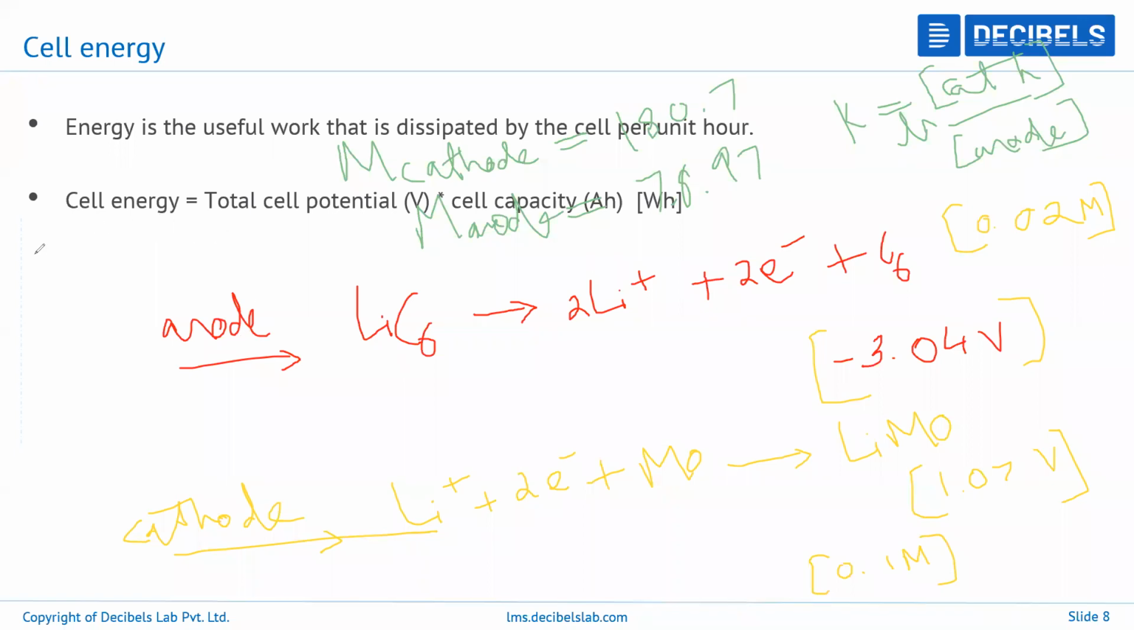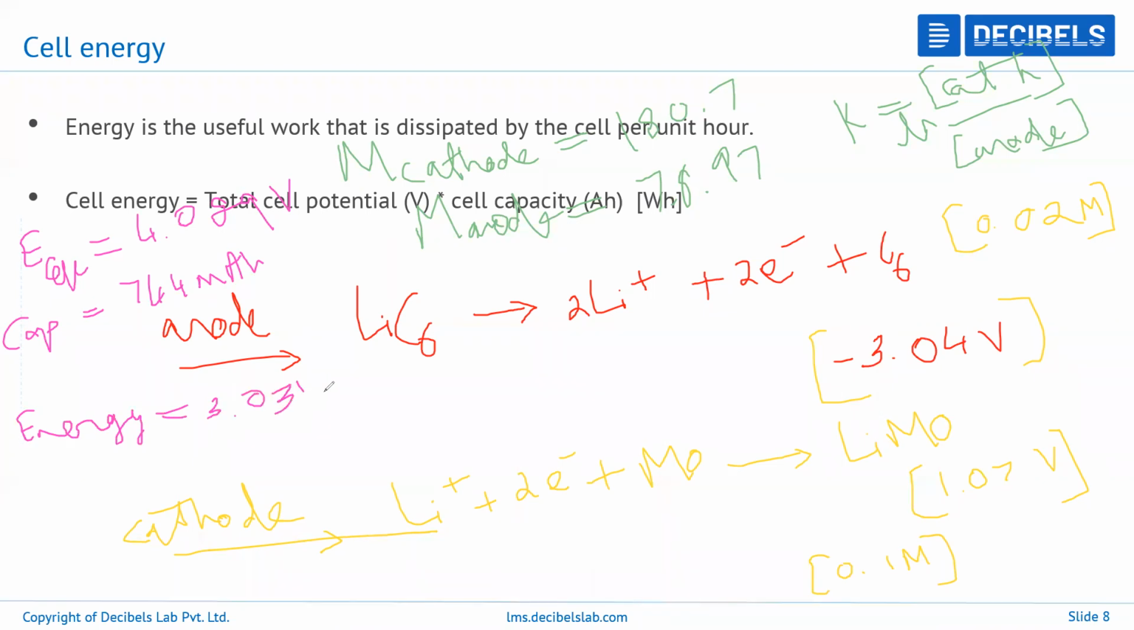So your cell potential, E cell, will be 4.089 volts. Your cell capacity will be 744 milliamp hours. And your cell energy will be 3.03 watt hours. So these are the three different values that you would get.